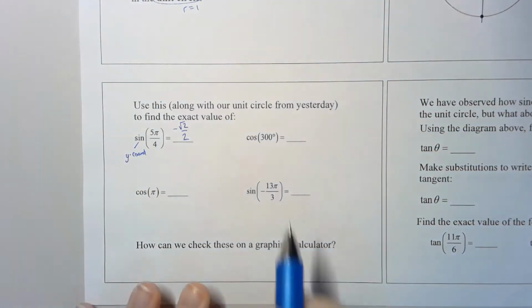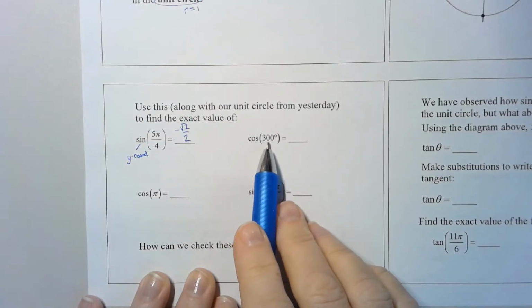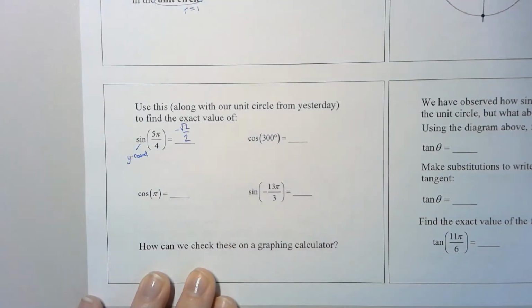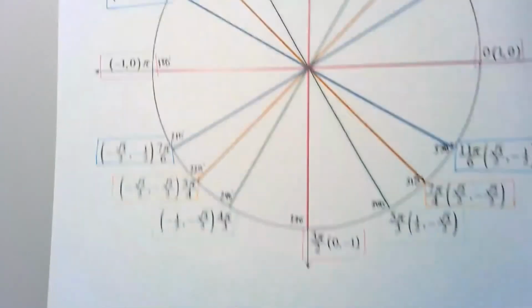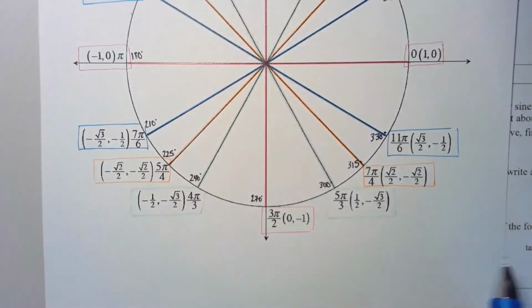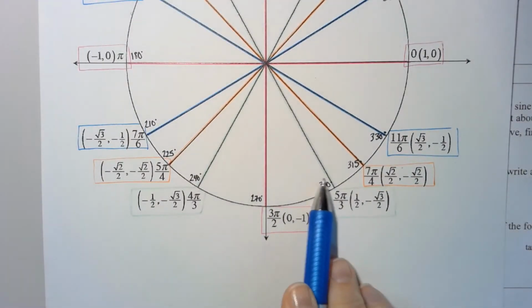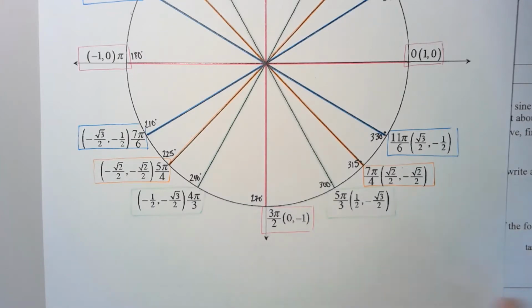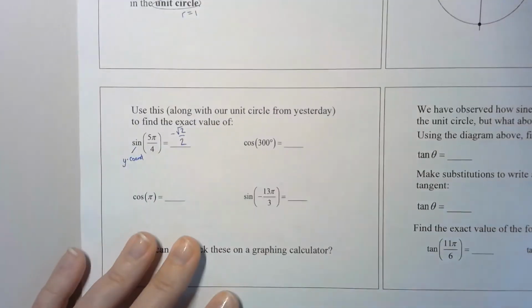Here they want the cosine of 300 degrees. So we want to go to our unit circle. Let's go find 300 degrees. And they want the cosine. Cosine is the x coordinate, which is positive 1/2.